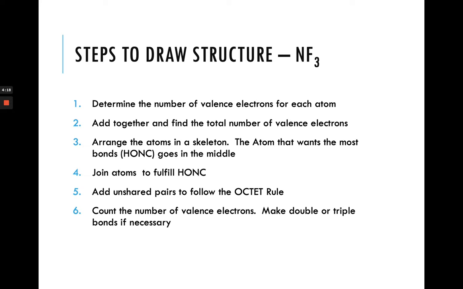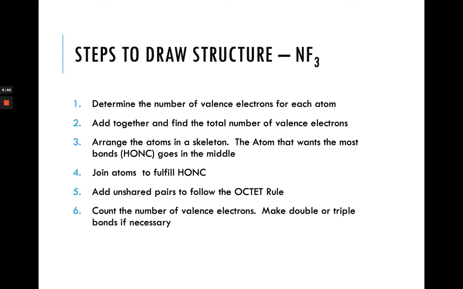And it goes in that order, right? Hydrogen wants 1, oxygen 2, nitrogen 3, carbon 4. In terms of this NF3, nitrogen would go in the middle because it wants the most bonds. Then you join the atoms to fulfill honk by the number of bonds that they want. Again, 1 for hydrogen or the halogens, 2 for oxygen, 3 for nitrogen, and 4 for carbon. And you have to have that number of bonds.